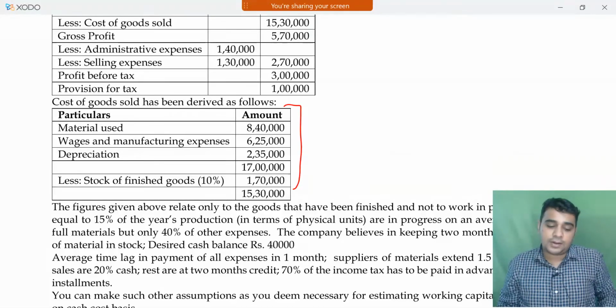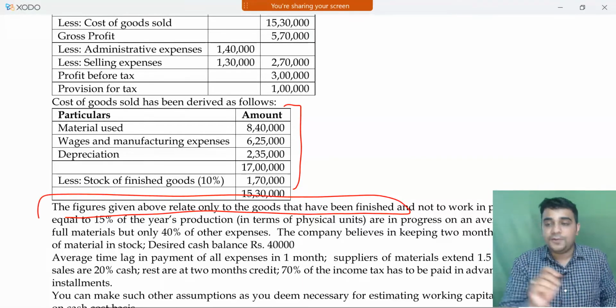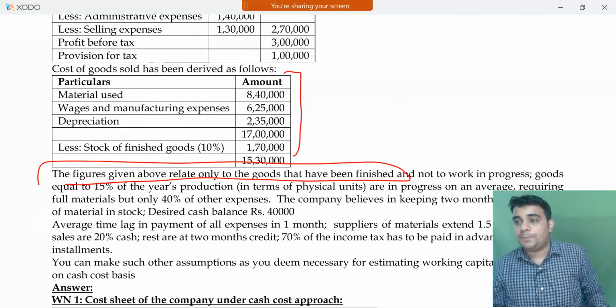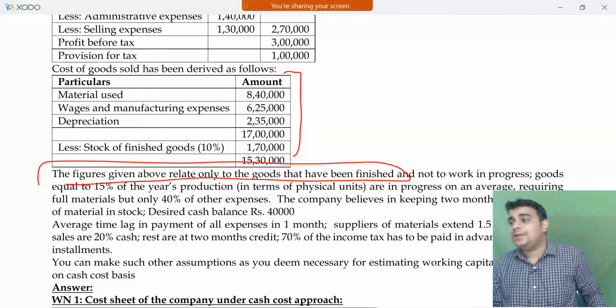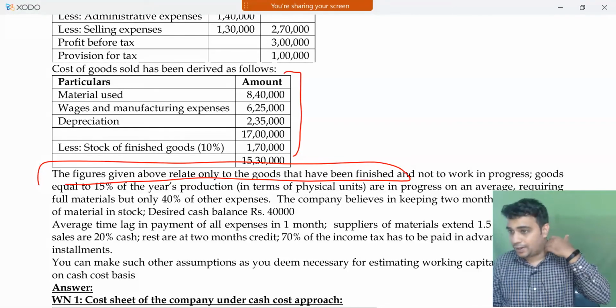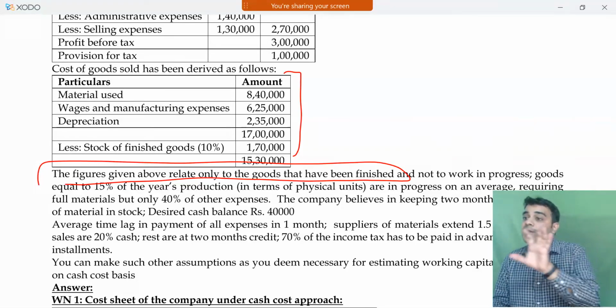The trouble with the cost sheet is they are saying the figures given above relate only to the goods that have been finished and not to work in progress. So this is not a good cost sheet, because in a cost sheet I have to consider even work in progress. Another issue is this question does not tell what is the production. The production information is not given. So my assumption is 100 units have been produced.